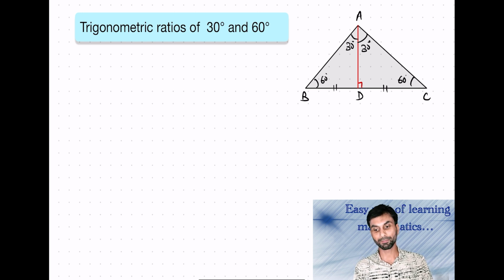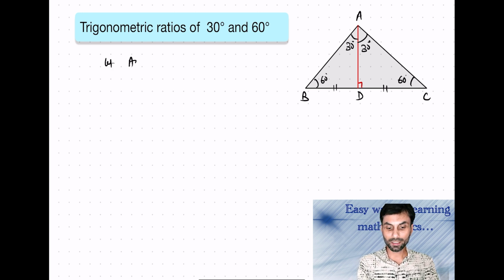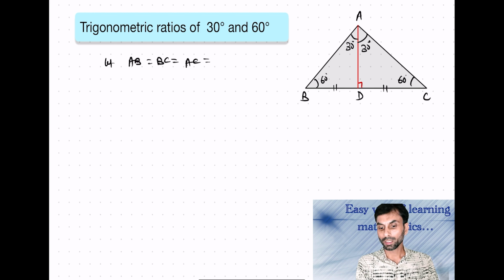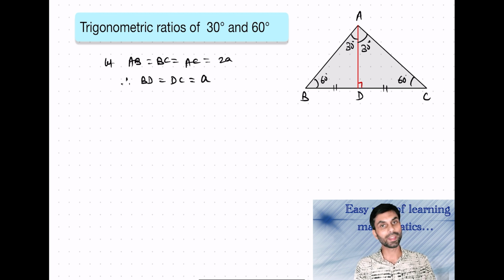Now if you'll take, let AB equals to BC equals to AC equals to, generally you can take A, but I'm going to take here 2A, as we are free to choose whatever side we want to take. This way you can avoid writing the fractional value. So we'll take AB equals to BC equals to AC equal to 2A. That means we'll get the value of BD equals to DC, that will be equals to A.